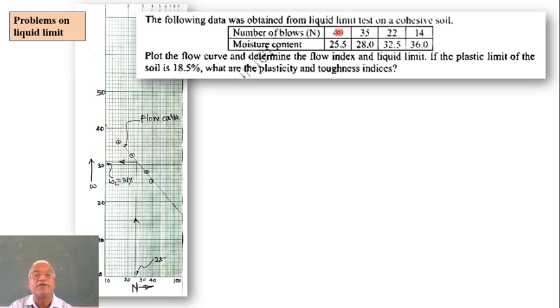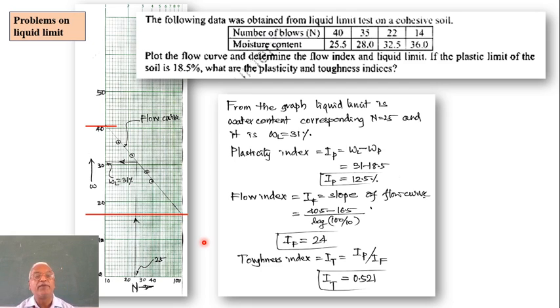Now if you plot, for 40 it is 25.5, likewise 35, 28, and so on. There are 4 points I have plotted and drawn the curve like that. Now, if I choose 100 and 10, those are the values I have highlighted. Now from the graph, how do you find liquid limit? It is the water content corresponding to 25 blows. So I have chosen 25 here, gone up the graph, and here I go leftwards and see that it is 31%. So liquid limit is reported as 31%.